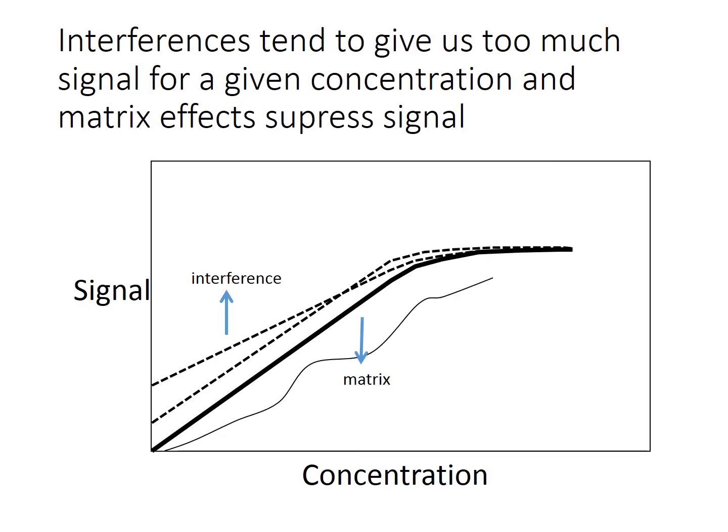Okay, so to summarise all these things, if we have interferences, that gives us more signal. That ruins our calibration curve. If we have matrix effects, that suppresses our signal and ruins our calibration curve. But we have ways around these problems, and it's those ways around these problems which maketh the geochemist. Anyone can buy a mass spectrometer, right? But making this line a straight line is difficult.